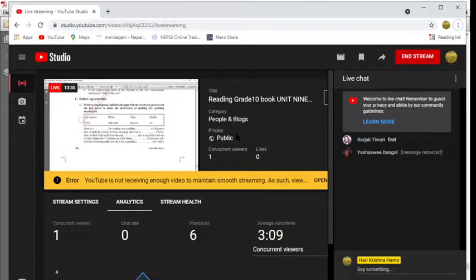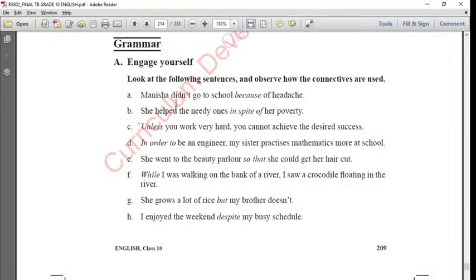So now we are at the grammar. Engage yourself. Look at the following sentences and observe how the connectives are used. Monisha didn't go to school because of headache. She helped the needy ones in spite of her poverty. Unless you work hard, very hard, you cannot achieve the desired success. In order to be an engineer, my sister practices mathematics more at school. She went to the beauty parlor so that she could get her hair cut. While I was walking on the bank of a river, I saw a crocodile floating in the river. She grows a lot of rice, but my brother doesn't. I enjoyed the weekends despite my busy schedule.